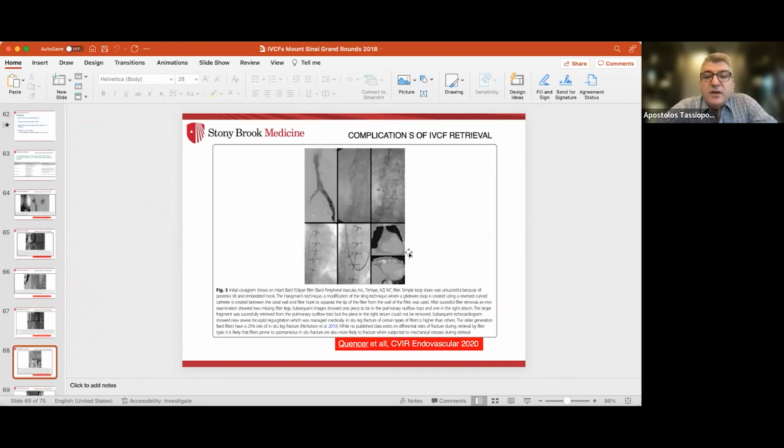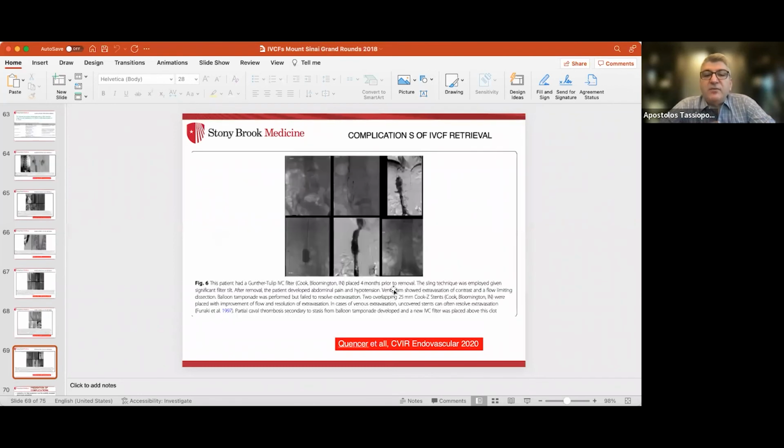Another case here where a BARD filter was attempted to be retrieved. During the retrieval process, there was component separation and component embolization. You can see here on the CT the component embolization in the right ventricle.